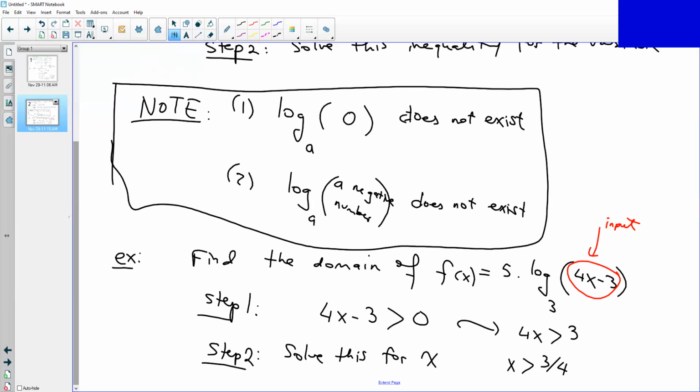Okay, now we have the domain, right? Because this is bigger than 3/4, and bigger than 3/4 means that starting from 3 over 4, you will go to positive infinity. Therefore the domain of this problem will be 3 over 4 to positive infinity if you write it as an interval. Okay, any questions?